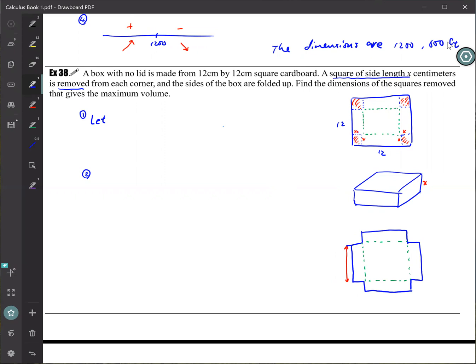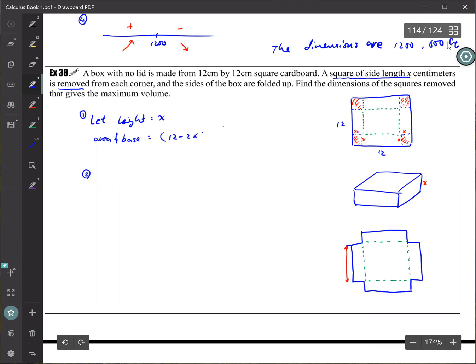I said let the height equal X. Okay. Let the base equal 12 minus 2x bracket squared. Base, what do you mean base? Like the base of the box. Like the base of the area? Yeah, the area. Oh, area of base is 12 minus 2x bracket squared. Okay, all right. And then let y equal volume. Okay.